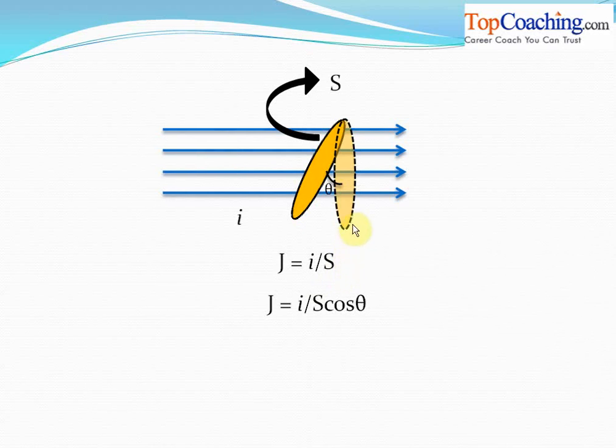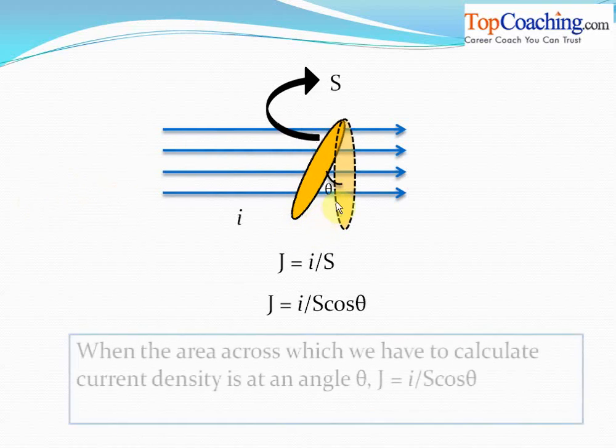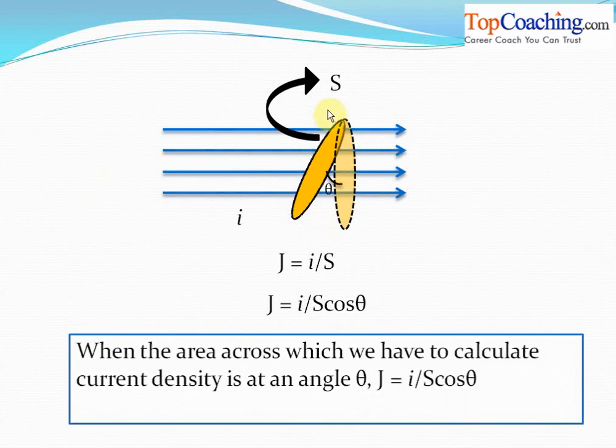You know, when the area is perpendicular to the direction of electric current, then clearly theta is 0, isn't it? So this is again an important fact that you must remember, that J is I by S cos theta, when the area across which we have to calculate current density is at an angle theta with respect to the perpendicular to the electric current.